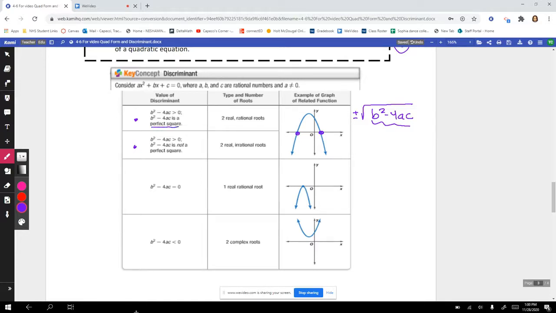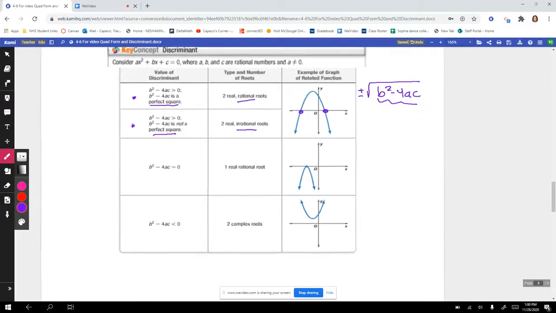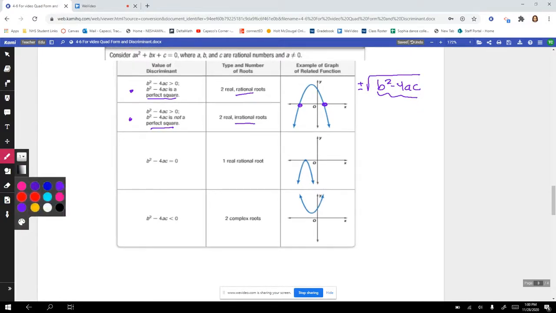Okay, if we have a perfect square, remember perfect squares are rational numbers. So we're going to have two rational roots that are real. If it's not a perfect square, square root of 11, square root of 12, we're going to have two real irrational roots. Now, if underneath here is 0, you're not going to have plus or minus 0. That's not going to work. There's just only one answer. The square root of 0 is 0, right? So you're only going to have one solution, whereas before you had that plus or minus with a positive number, you're going to have two solutions. That means it's only going to touch that x-axis one time, whether it opens up or down. So you're going to have one real rational root.